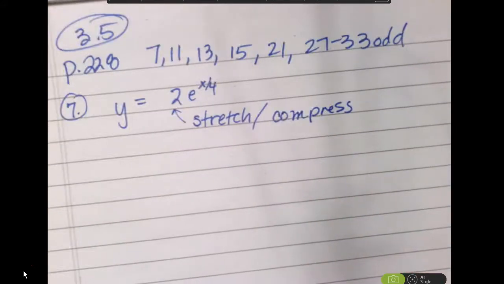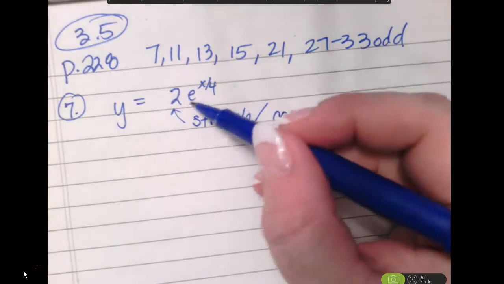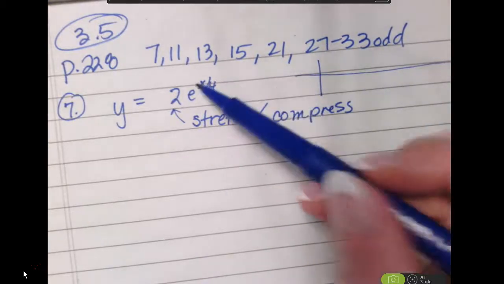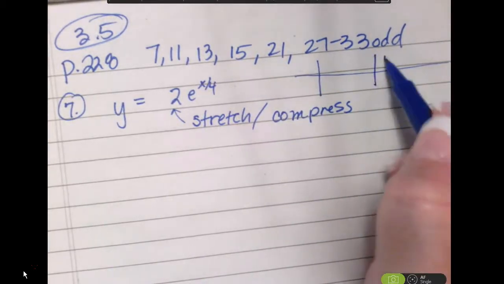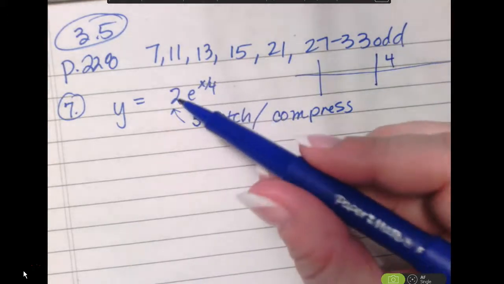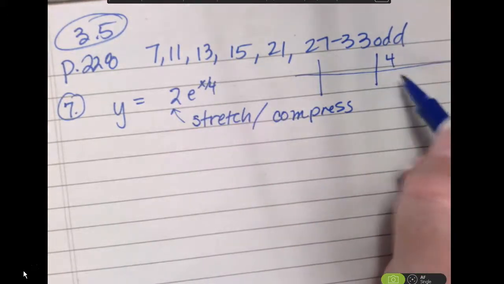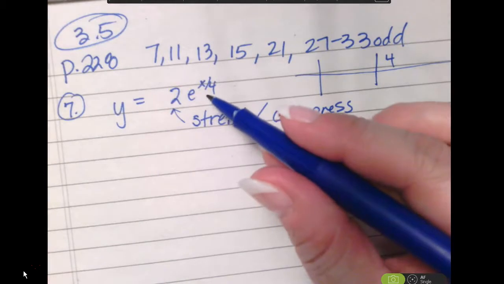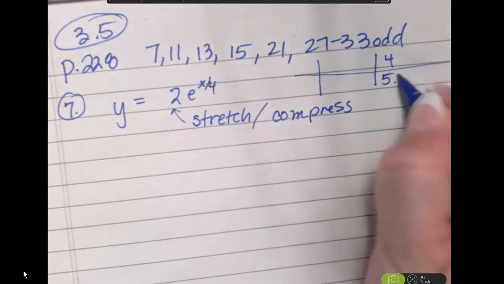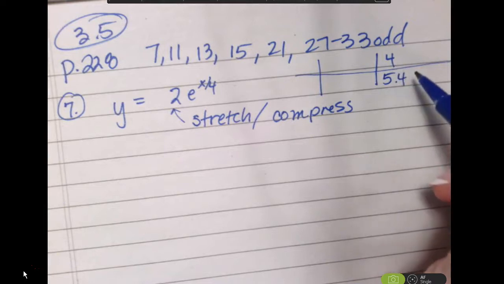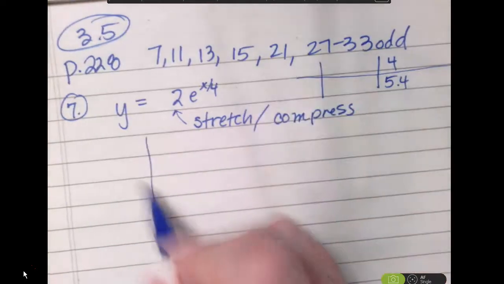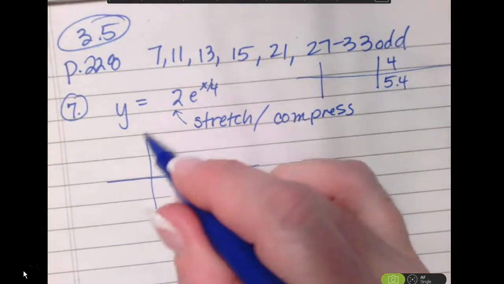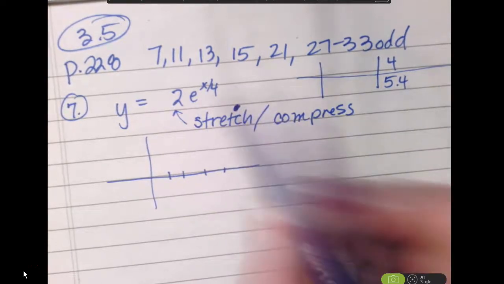You can either use your rules for stretches and compresses, or, if you're trying to identify a graph, you can pick a few values. So I could pick x equals 4, and 4 over 4 is 1, so 2 times e to the 1 is probably a pretty big number. Like if e to the 1 is 2.7, then 2 times that is about 5.4. So that maybe wasn't the best number to pick, but now I'm looking on my graph, and at 1, 2, 3, 4, I'm already expecting to be up here at 5, and I know that's an exponential.